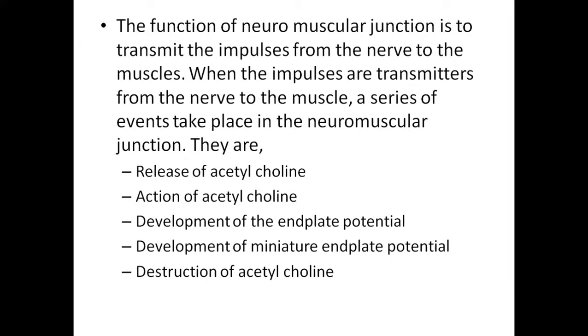The function of the neuromuscular junction is to transmit the impulse from the nerve to the muscles. When the impulses are transmitted from nerve to the muscles, a series of events take place in the neuromuscular junction. They are release of acetylcholine, action of acetylcholine, development of end plate potential, development of miniature end plate potential, and destruction of acetylcholine.